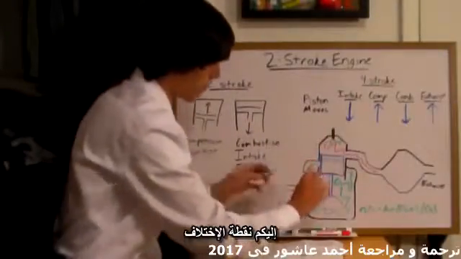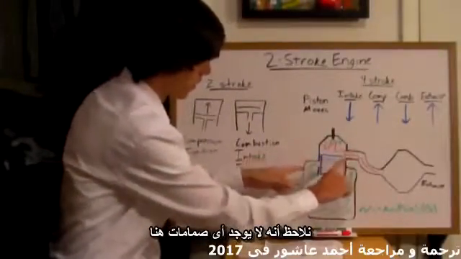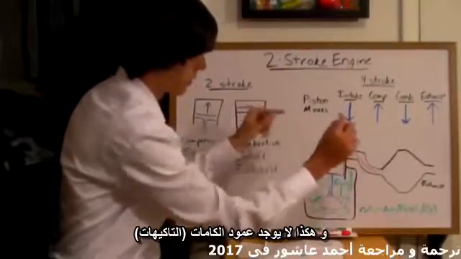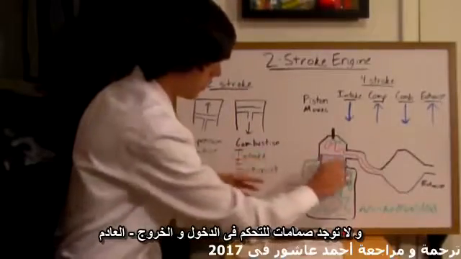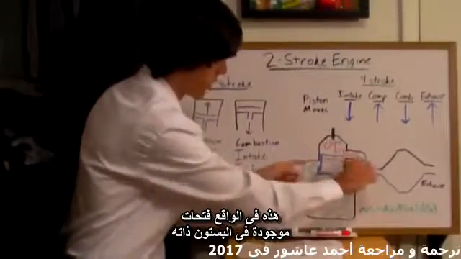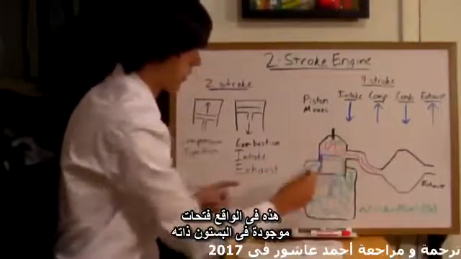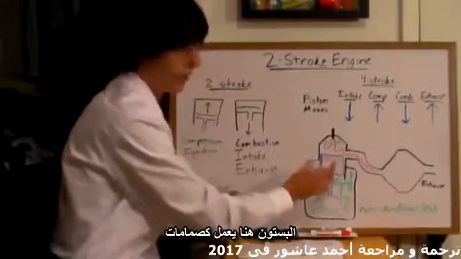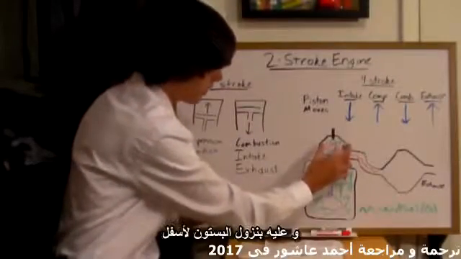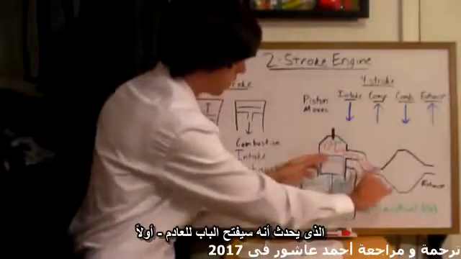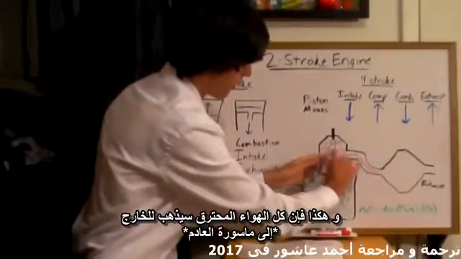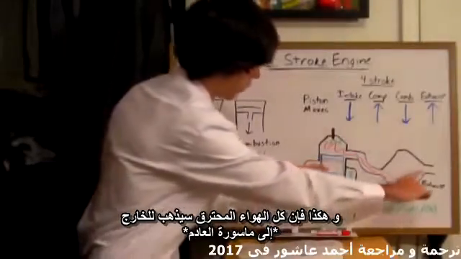Here's where it differs. Notice that there are no valves here, so there aren't going to be any camshafts, and there are no valves controlling the intake and exhaust. These are actually just holes in the cylinder itself. The piston here acts as the valves. So as this piston moves down, it's going to first open to the exhaust, so all this combusted air is going to go out into the exhaust.